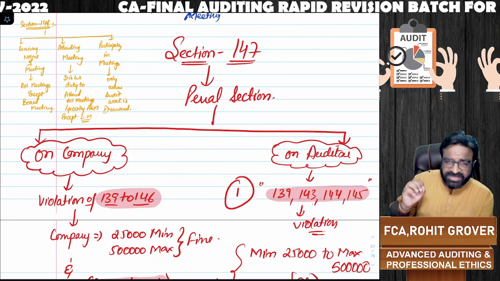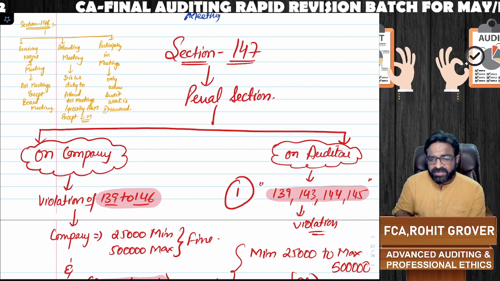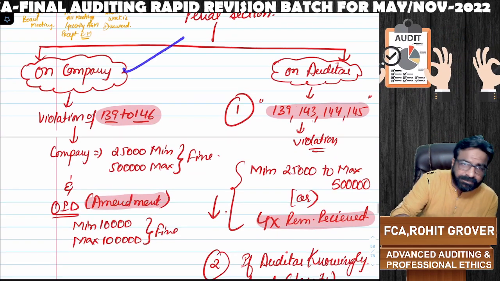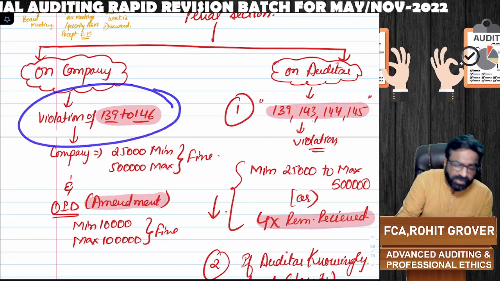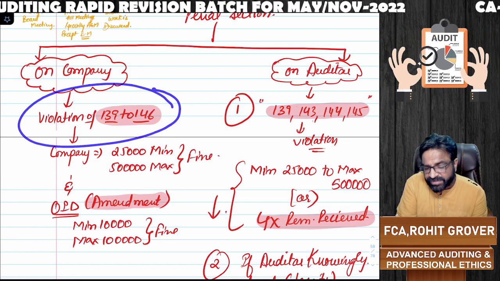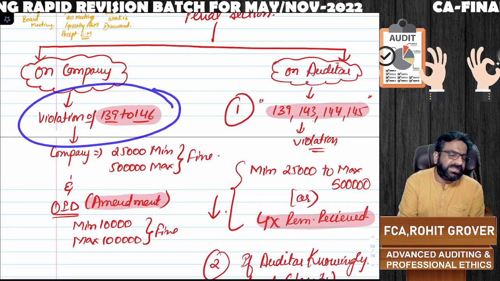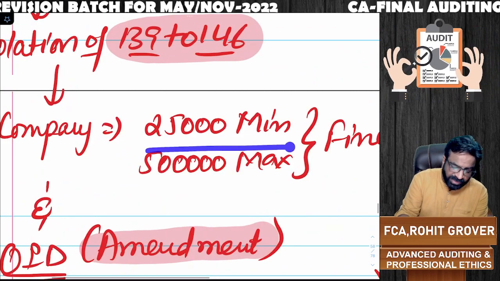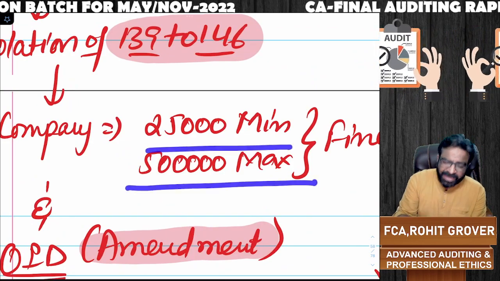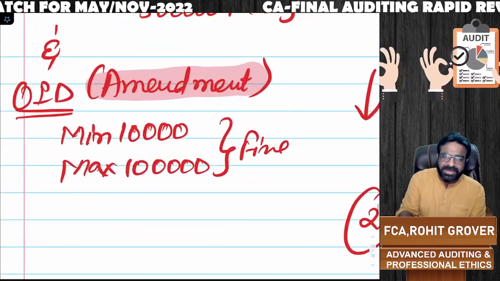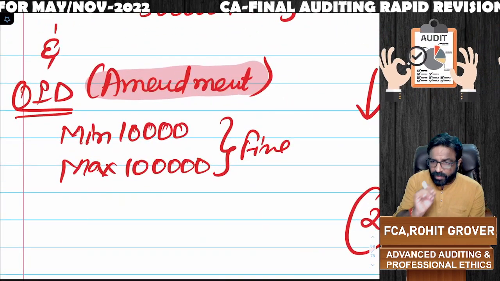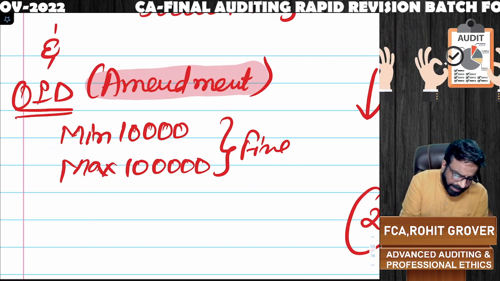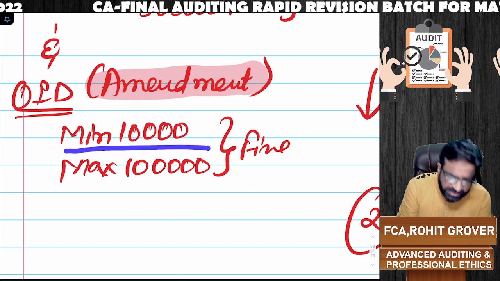Now what is the penal section? 147. Now what does 147 say? 147 says a very simple thing. If you are a company and you have violated section numbers 139 to 146, the company will be liable to a fine of minimum 25,000, maximum 5 lakhs, and the officers in default who are involved in this particular default of 139 to 146 violation will be liable to a penalty of minimum 10,000, maximum 1 lakh.